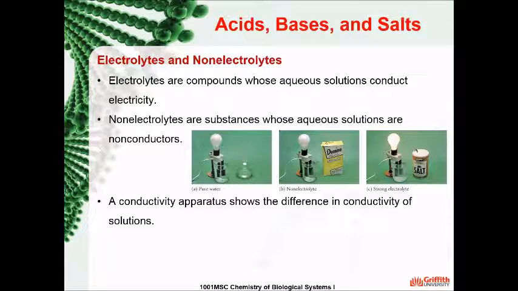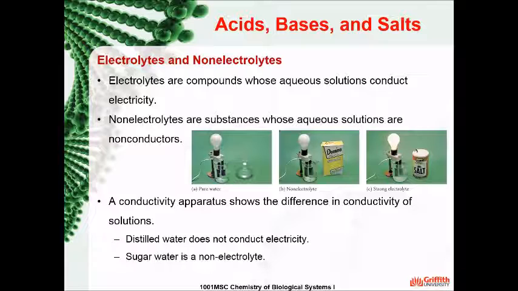For example, if we set up a conductivity apparatus and try 3 different solutions, pure water does not light up the bulb as it is not a good conductor. The second product is sugar, and again it does not conduct electricity because it is a non-electrolyte. The last one is sodium chloride, and it lights the bulb because it is a strong electrolyte.